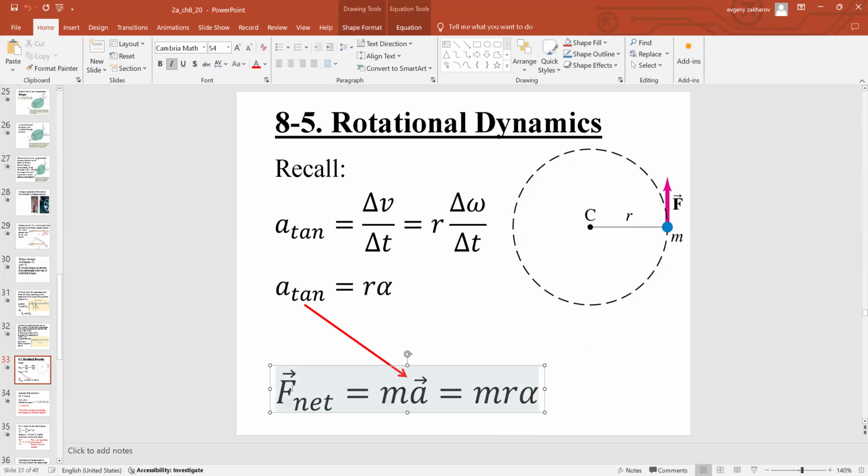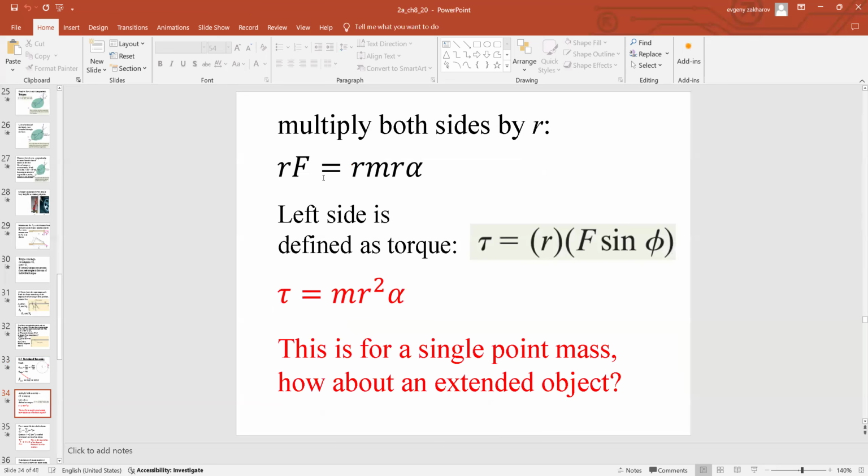And from here, I want to multiply both sides by r. Can I do it? Yeah, why not? It's a perfectly legal thing to do. Multiply both sides of the equation by a certain parameter. You're not going to change the truth of the expression.